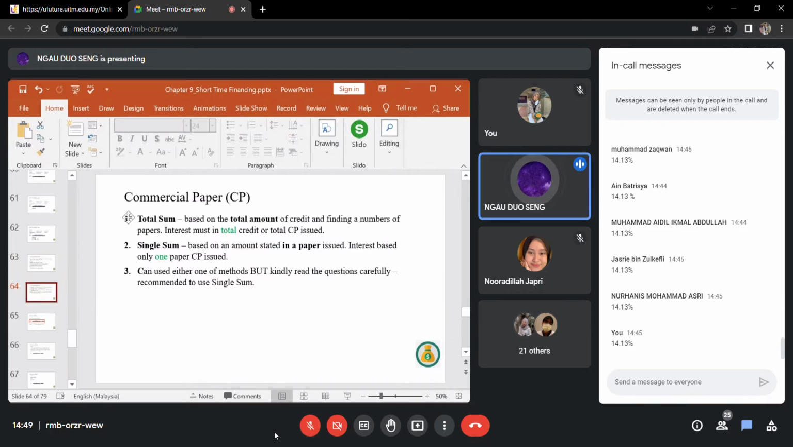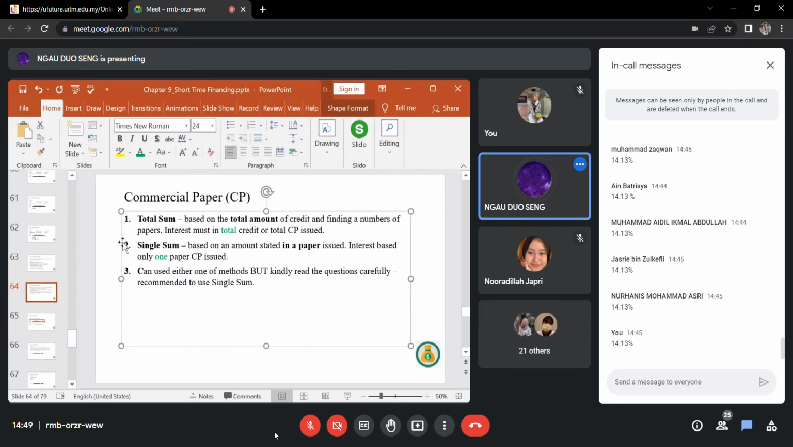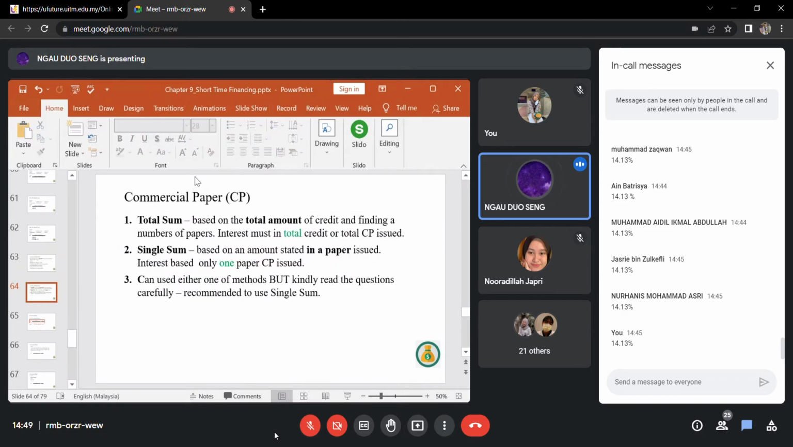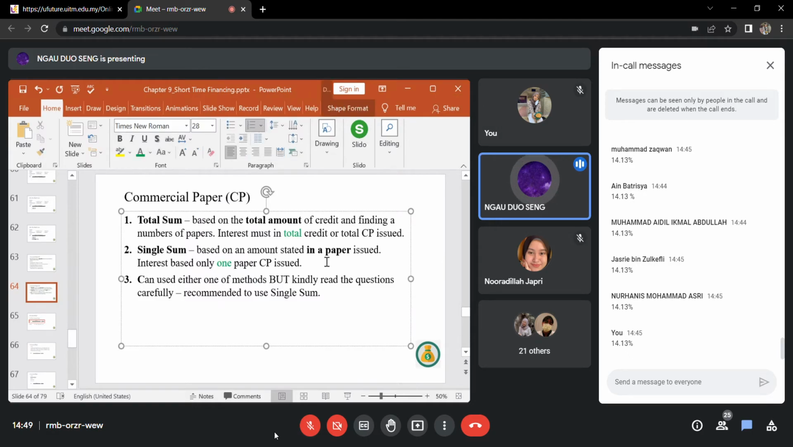Right, okay. So commercial paper: total sum is based on the total amount of credit, finding the number of papers. So the interest is based on the total credit or total commercial paper issue. Single sum is based on the amount stated in a paper. Single, maksud satu kan, single. So in a paper issue, the interest is based on only one paper, right? One paper or commercial issue.